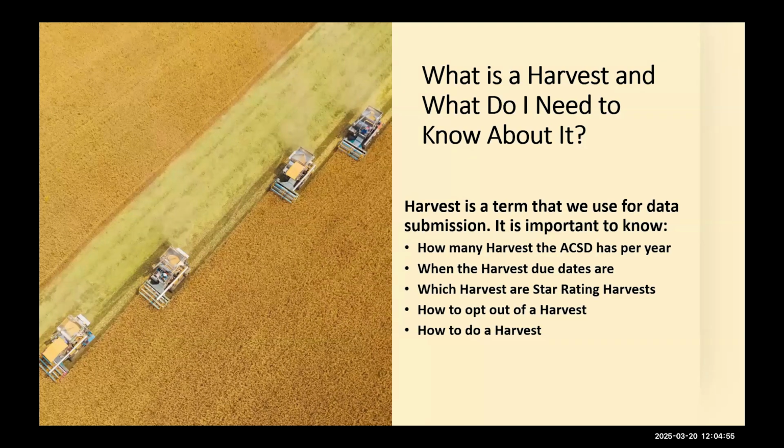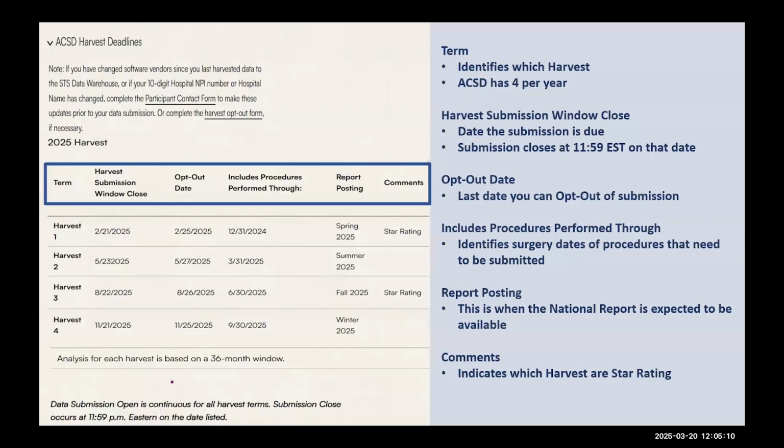So right now, we're gonna talk about how many harvests that adult has per year, when the harvest due dates are, which harvests are star rating harvests, how you opt out of a harvest, and how to do a harvest. So we'll just get going on that. When you go to the STS website, under the For Data Manager section, and you scroll down about halfway, you will see that there is a heading for harvest deadlines.